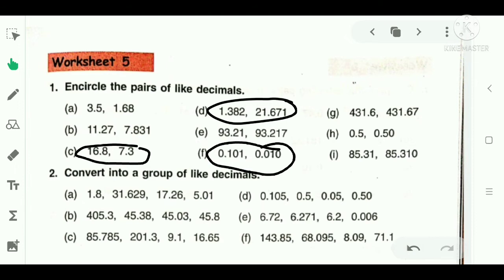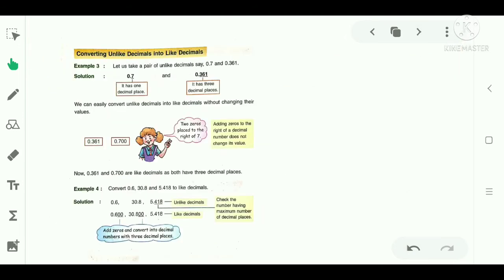Let us do question number 2. First of all, let us discuss the introduction part of question number 2, then we will do the second question. Look here students, now converting unlike decimals into like decimals. You all know what is like decimals and what is unlike decimals. Now I will tell you how to convert unlike decimals to like decimals. Students, I am giving you an example here. If we have a number 0.5 and one more number 0.67.